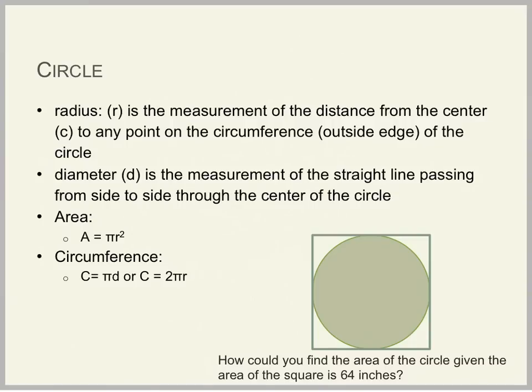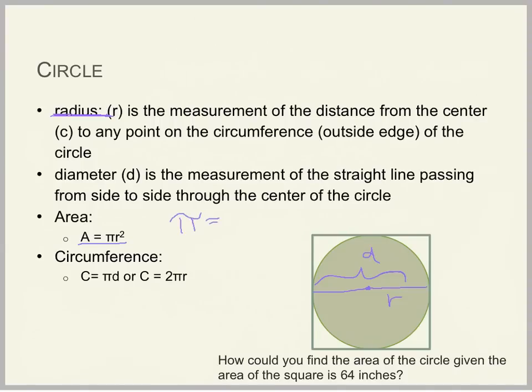In circles, we know that the radius is the measurement of the distance from the center of any circle to a point on the outside edge or the circumference. The diameter is the measurement of the straight line passing from side to side. Important formulas to note are that the area equals pi times radius squared.